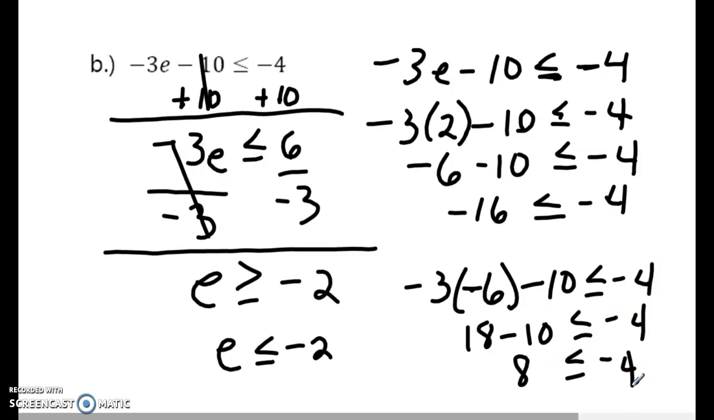No. So that's why, when we divide by a negative number, like we did here, to solve an inequality, we have to change the direction of our inequality. We can't leave it the same because that's not going to give us values that are true for that variable. Okay? So, all right.